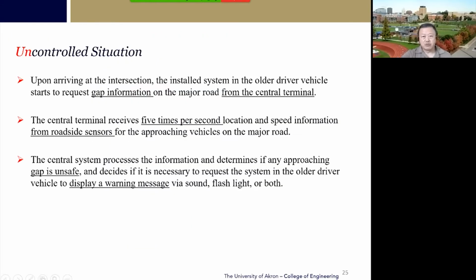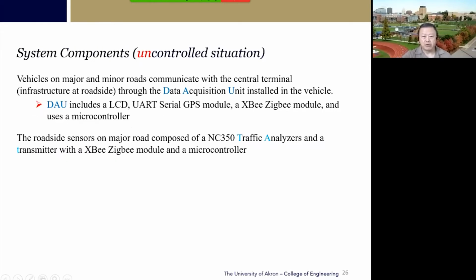But in the uncontrolled situation, it works pretty much the same way, except in the middle point there. The location and speed information is not sent from the mobile sensors inside the approaching vehicles, but rather from roadside sensors. For that, we have to have additional hardware, as listed here on the last part of this page. We have to have traffic sensors, and of course Zigbee and a microcontroller to collect the information and send it to the central terminal.